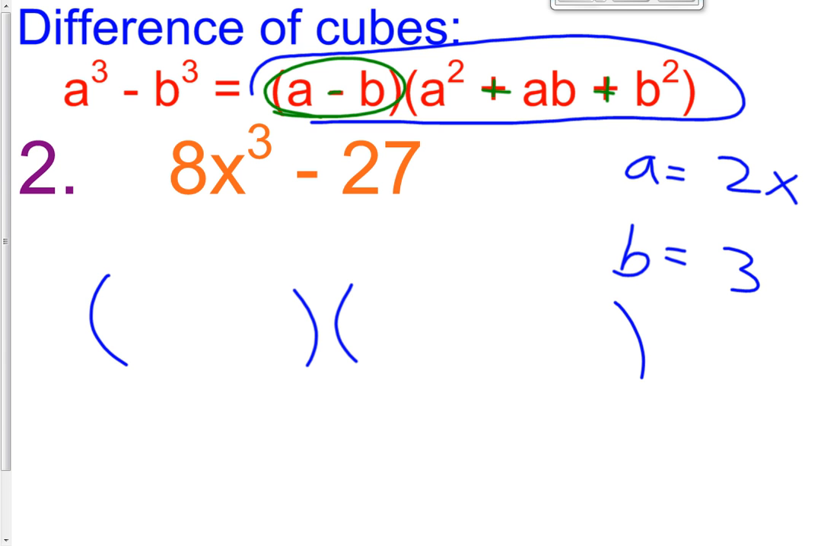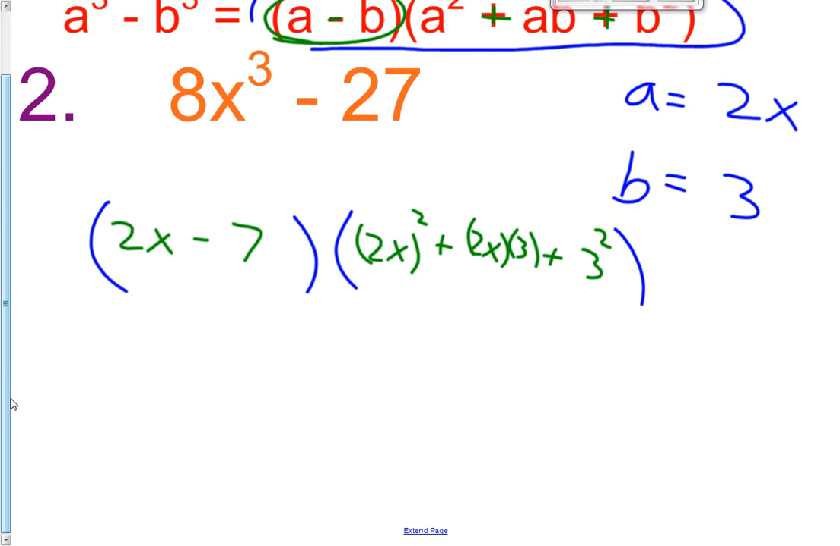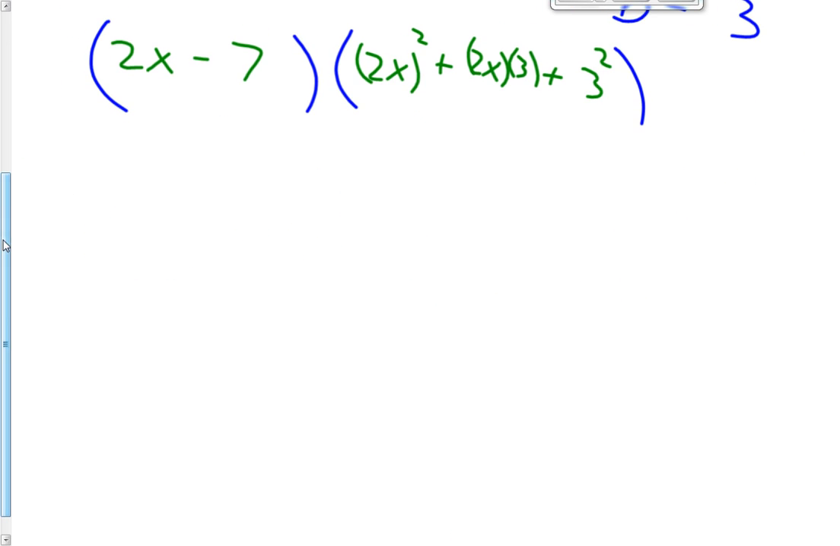So a minus b is 2x minus 7, times a trinomial: a squared, so it's going to be (2x) squared, plus ab, so 2x times 3, plus b squared, and b squared is 3 squared. Let's take one more step to simplify this. Your first binomial is already good to go.